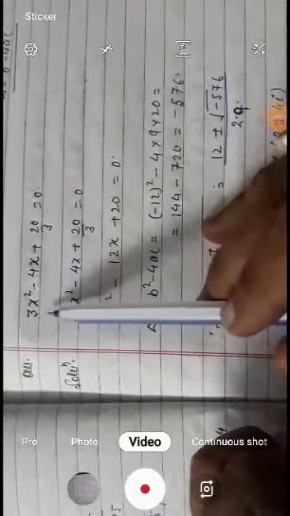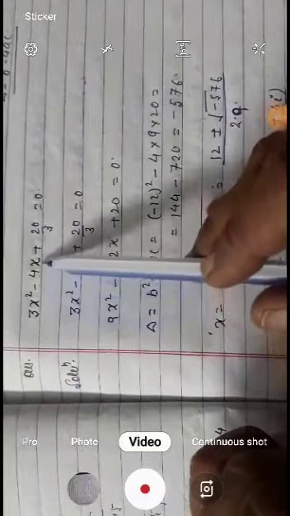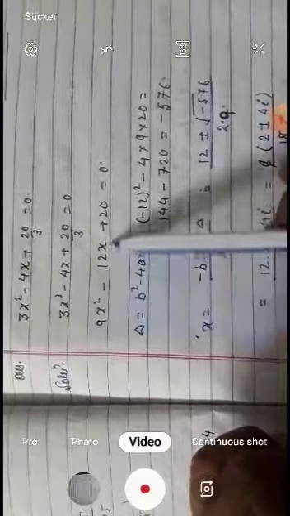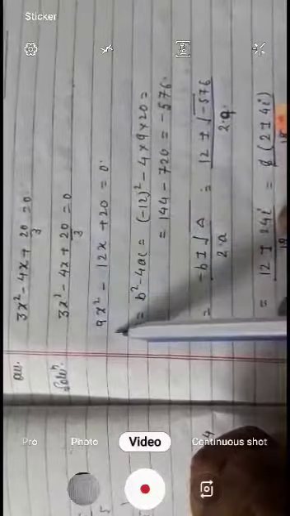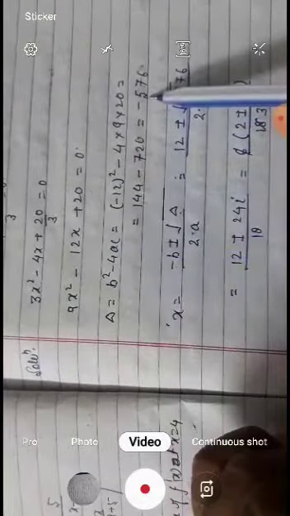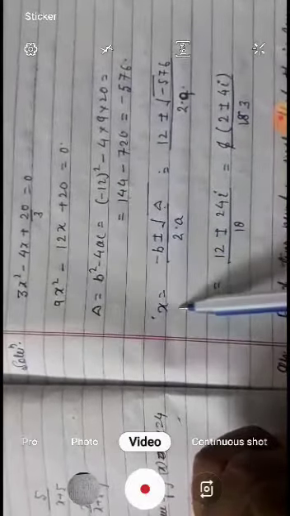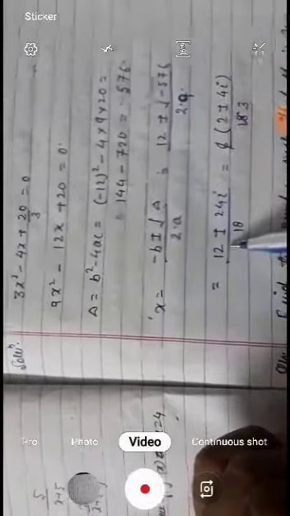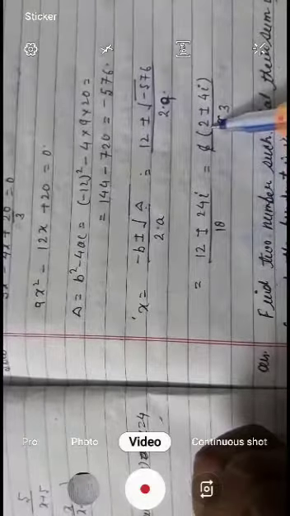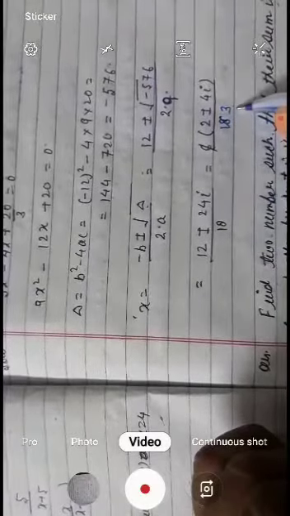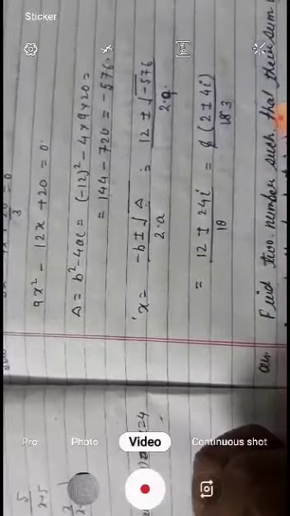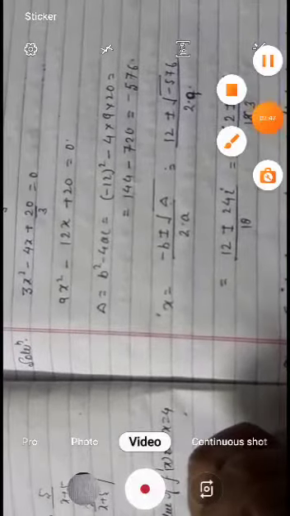So, this is the question: 3x² − 4x + 20/3. Firstly, we have to multiply by 3 to the whole equation. Putting in b² − 4ac, this is −576. Then the value of x gives us (12 ± 24i)/18, which is (2 ± 4i)/3. Okay, so this is the form of the quadratic equation that we have to explain in the chapter.